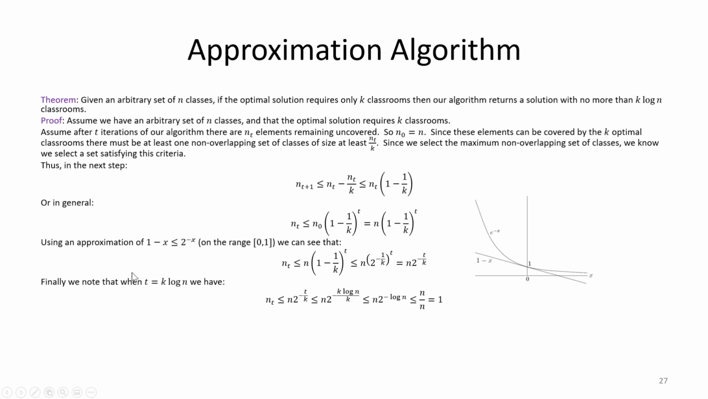So after t steps, where t is equal to k log n steps, we'll have less than one class needing to be covered, meaning we're done. Okay, we've covered all our classes. So how many steps do we need to do that? In the worst case, k log n steps. So after k log n steps, we'll have less than one class needing to be covered.